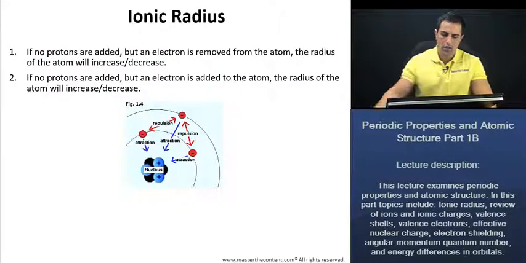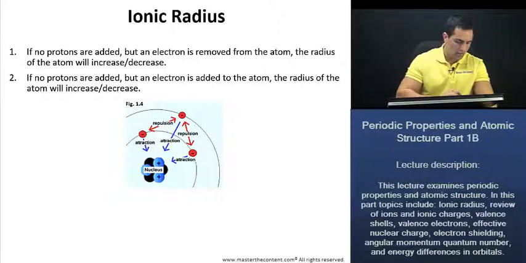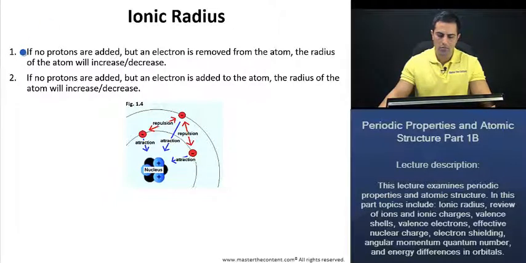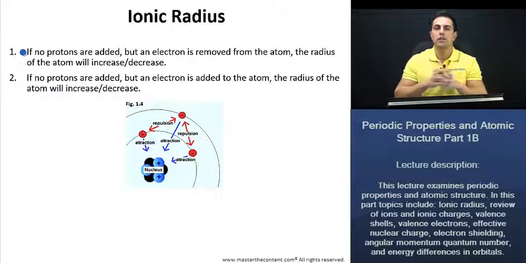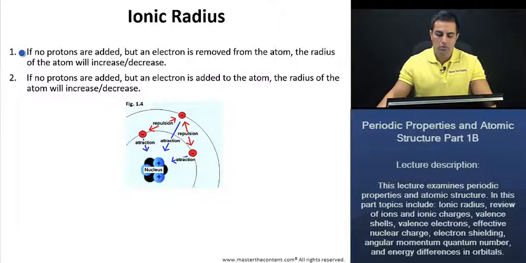Now, before we proceed, recall we had just said that once the atom gives up or gains an electron, or loses an electron, we are referring to its ionic radius. Now, coming here to number 1, we see that if no protons are added but an electron is removed from the atom, the radius of the atom will increase or decrease.